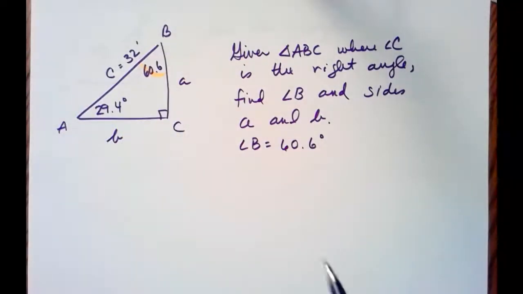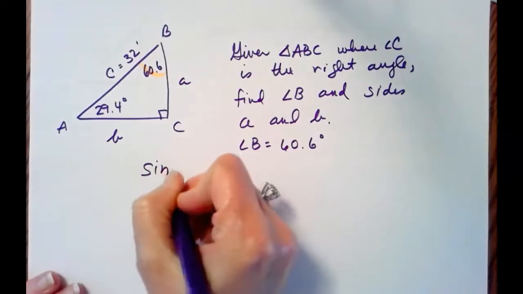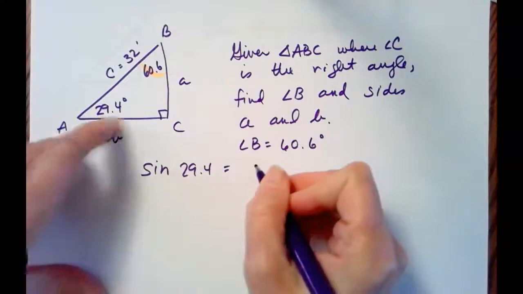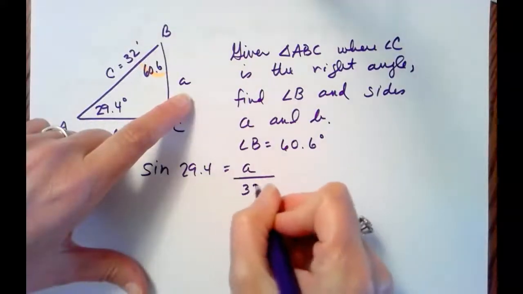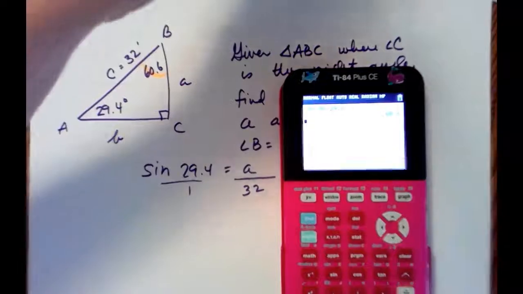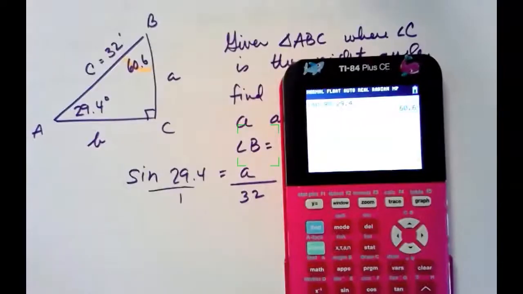So from here, given that we know the hypotenuse, we can easily find the adjacent side and the opposite side. So let's just set up a sine function. The sine of 29.4 is equal to the opposite side over the hypotenuse. All we have to do here is cross multiply and solve.